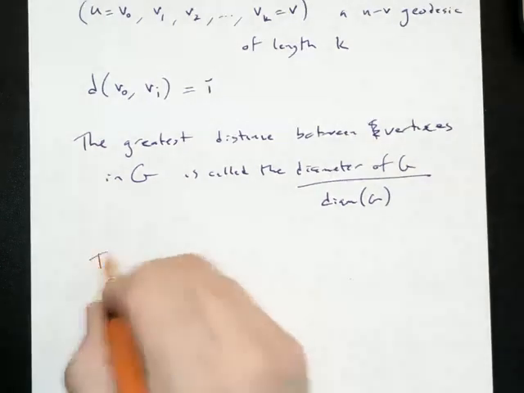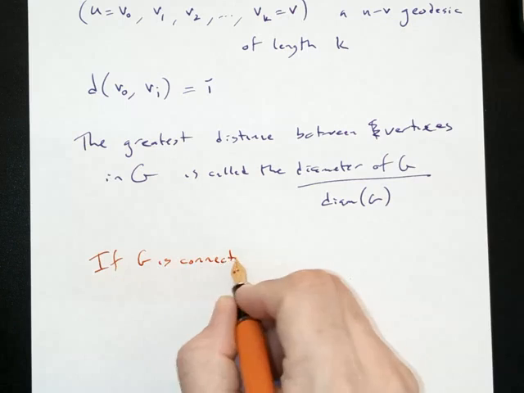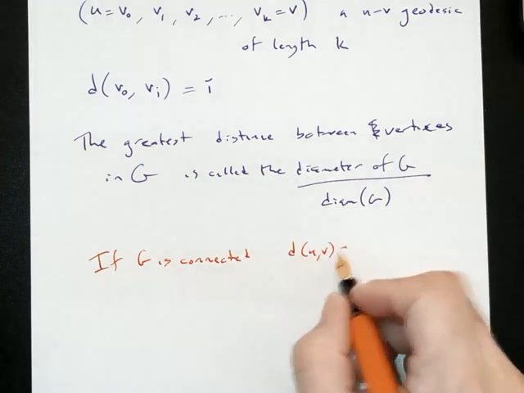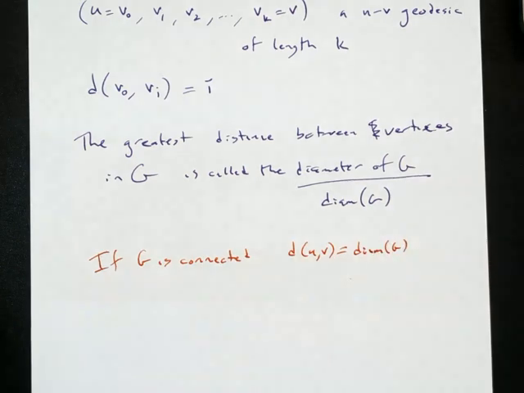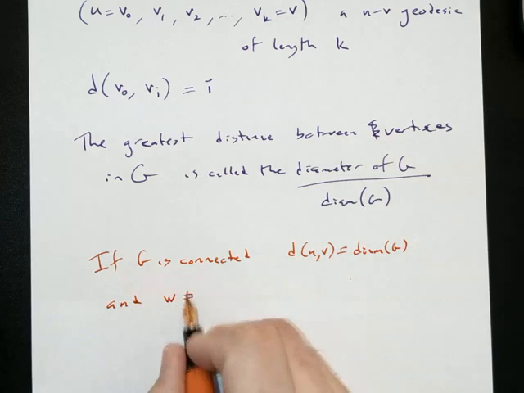If G is connected, d(U,V) equals the diameter. So let's suppose these two vertices are as far apart as we can get, and I pick a third vertex, W, not equal to U or V.